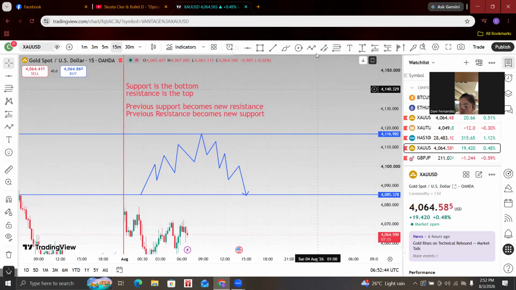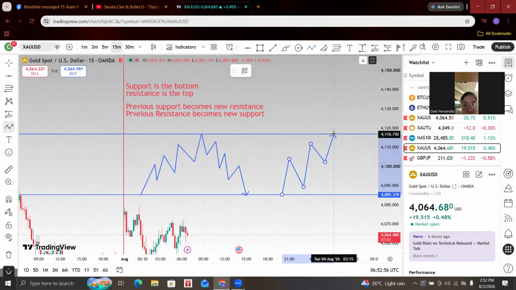What do I mean by that? So this is how it's going to work, right? Let's say the price of the gold is currently at the support. It's going to go up, right? Until it hits resistance. But once it passes through the resistance, the previous resistance becomes new support.